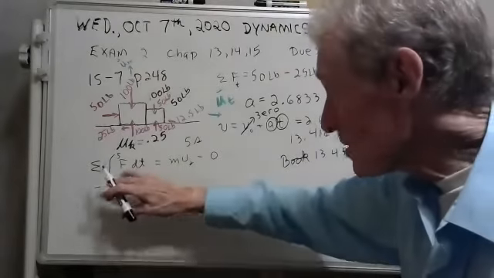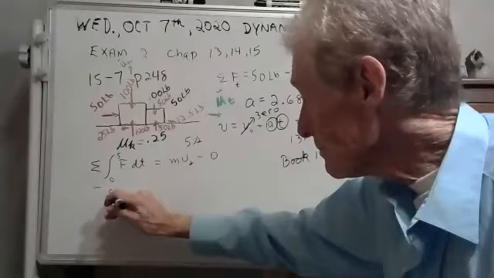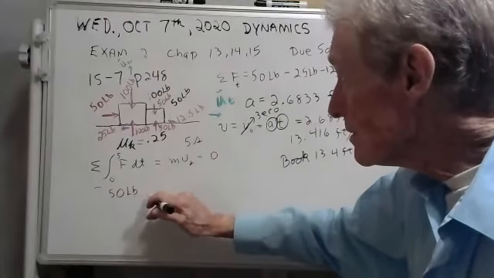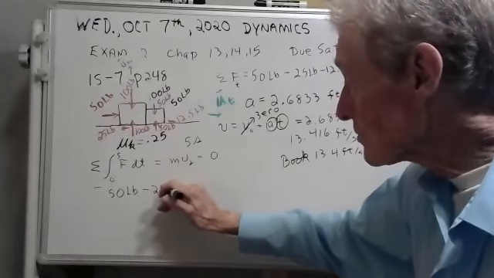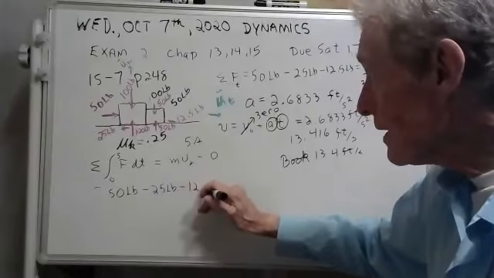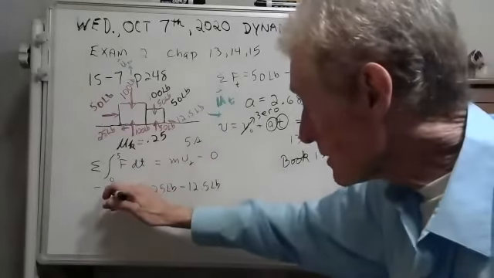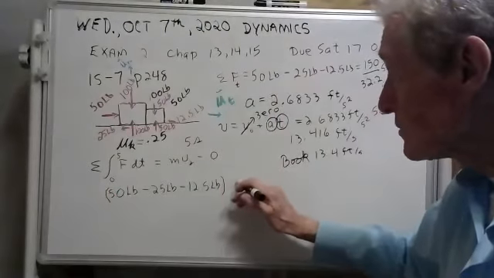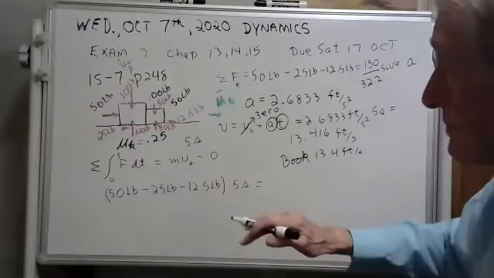Well, this is the sum of all the impulses. So what I'm just going to do is say 50 pounds minus the 25 pounds going the other way, minus the 12.5 pounds going to the left. That's the summation times the 5 seconds equals the mass.